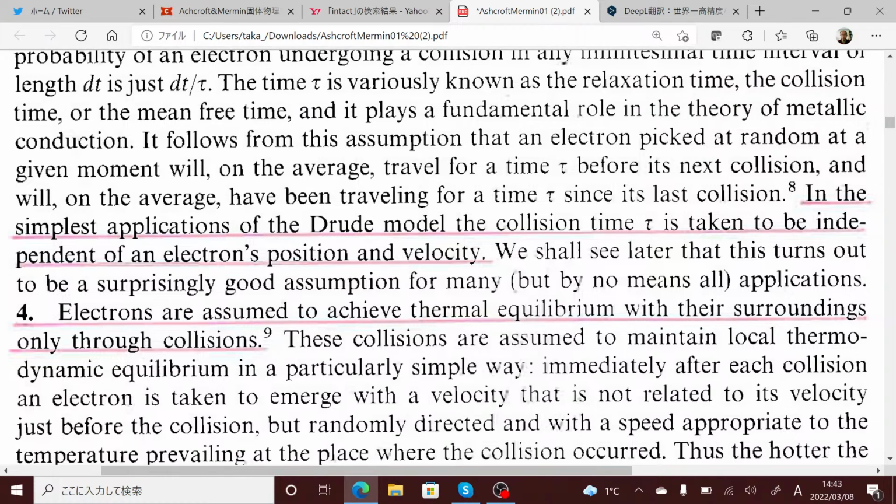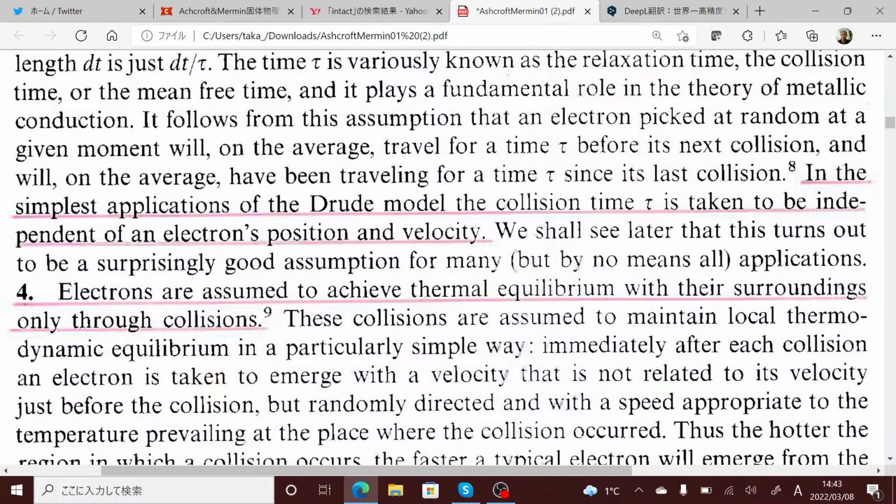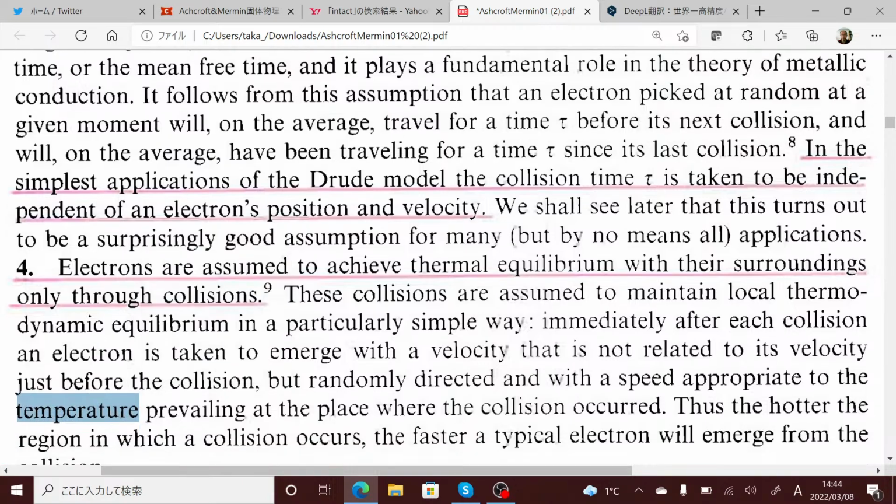Okay. In the simplest applications of the Drude model, the collision time tau is taken to be independent of an electron's position and velocity. We shall see later that this turns out to be a surprisingly good assumption for many, but by no means all, applications.